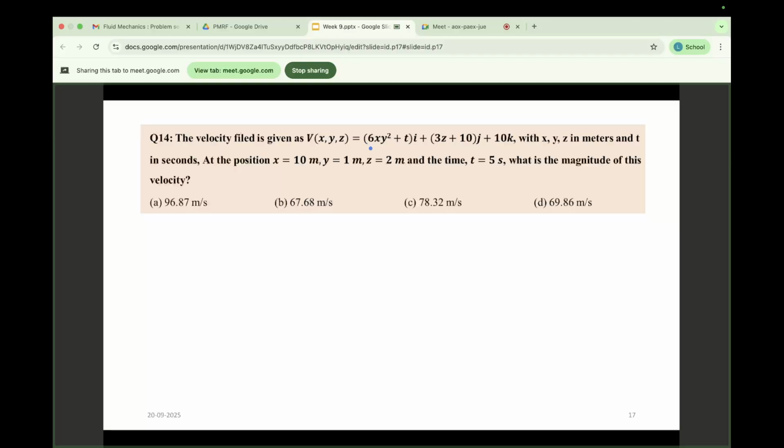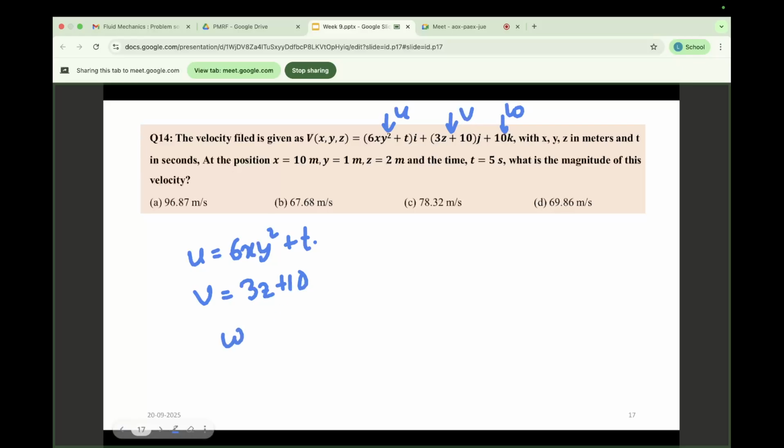So what is given? This is xyz. That means this term is your u, this is your v, this is your w. So I'm writing this. This u is 6xy square plus t, and this v is 3z plus 10. This w is a constant, which is already 10.